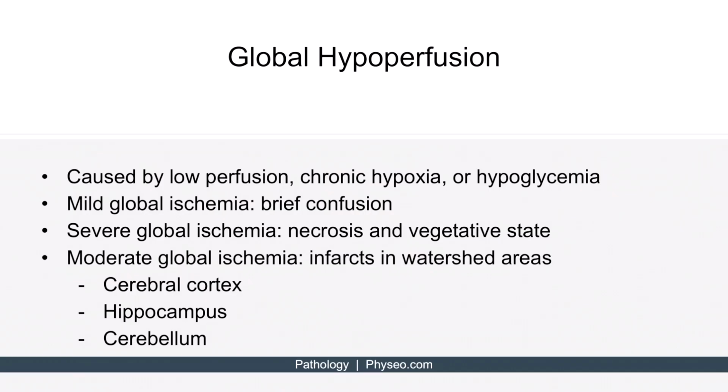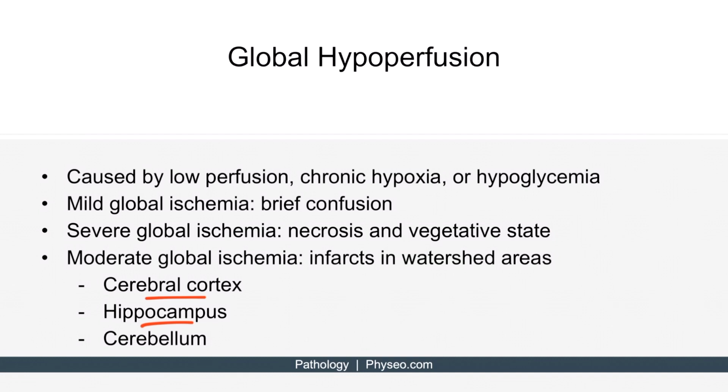The other important points related to global hypoperfusion have to do with vulnerable areas. First, the pyramidal neurons of the cerebral cortex are particularly vulnerable to global hypoperfusion, and hypoperfusion in these areas typically leads to laminar necrosis. Second, the hippocampus, specifically the CA1 pyramidal neurons, are particularly vulnerable to hypoperfusion events due to their high metabolic demand. Therefore, patients with moderate global hypoperfusion might find that their memories are disproportionately affected due to hippocampal infarction.